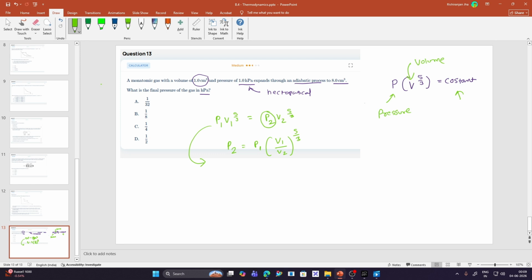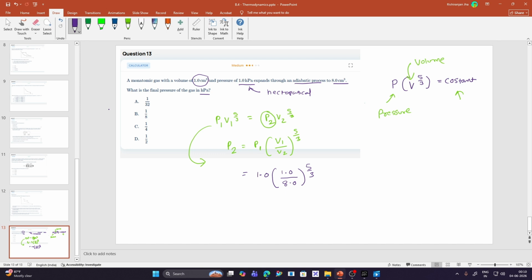Hope you are not getting confused with this. It is a basic calculation part, basic law of indices and algebra. So hope you are understanding this and you are on the same path as I am teaching you. So we know that P1 is given as 1.0 HPa, V1 is 1.0, and V2 is given as 8.0, raised to 5 by 3.